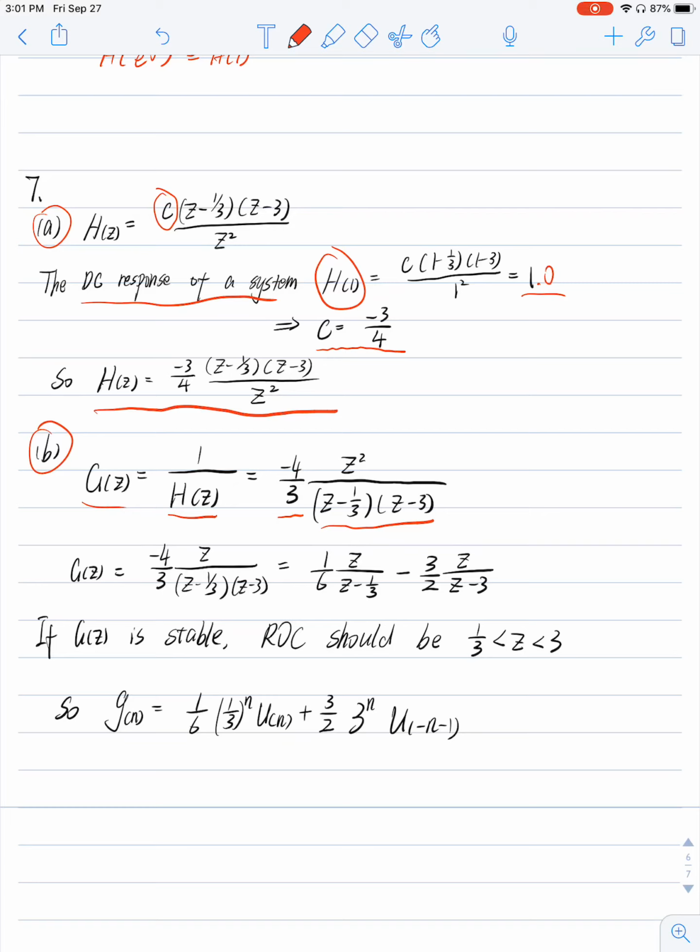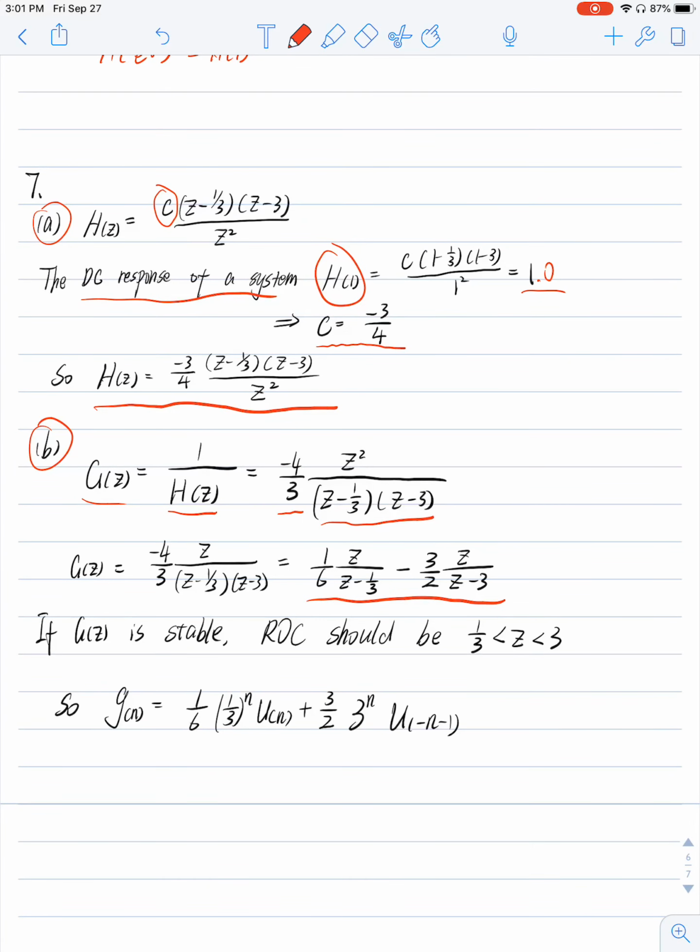And we do the partial fraction expansion, which is 1/6 times z over (z - 1/3) minus 3/2 times z over (z - 3). If G(z) is stable, it means the region of convergence must contain the unit circle where |z| is 1.